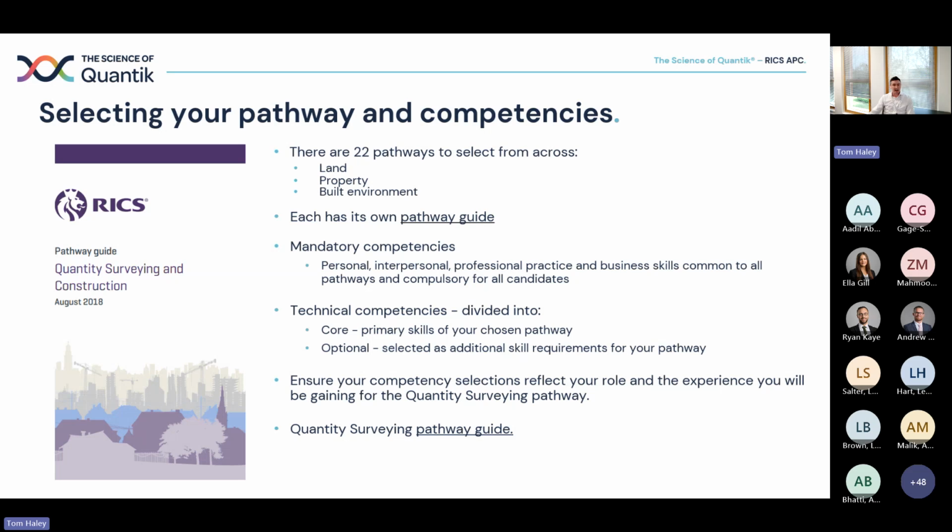And I'll go into that in a bit of detail shortly, just to show you how I would think about and assess candidates at level 3.